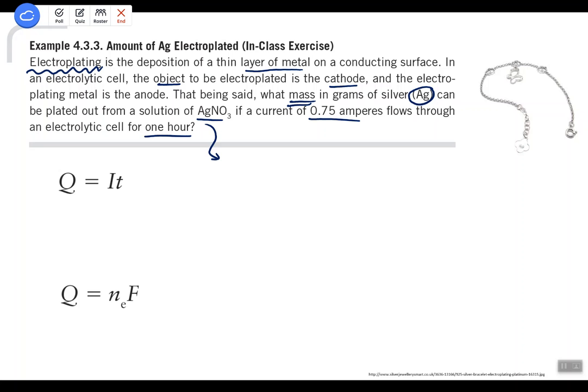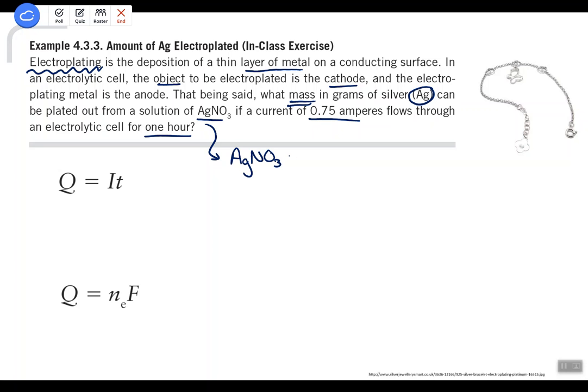Well, the first thing we need to think about is, well, what's in this solution? What's being plated out? We want to examine the amount of solid silver that's produced, and we have a solution of silver nitrate. And you may remember from our solubility table, or you can look up in the formula sheet to find the solubility table. Any nitrate is going to be soluble.